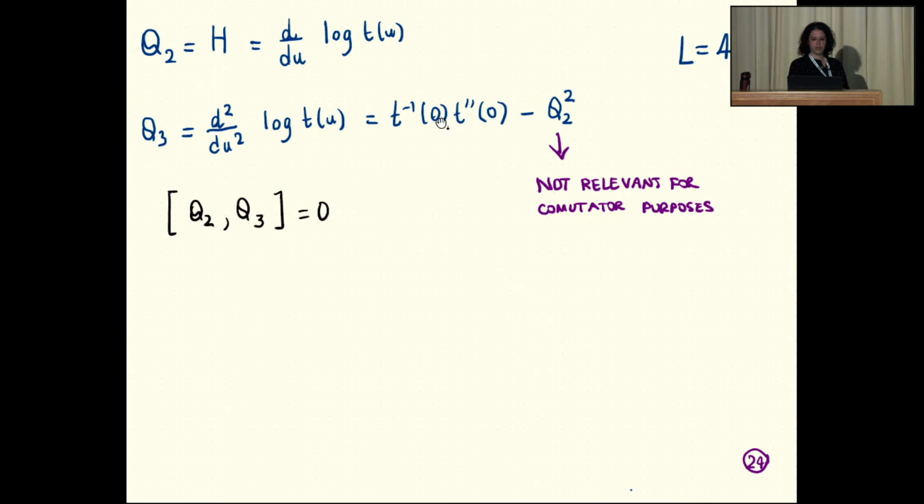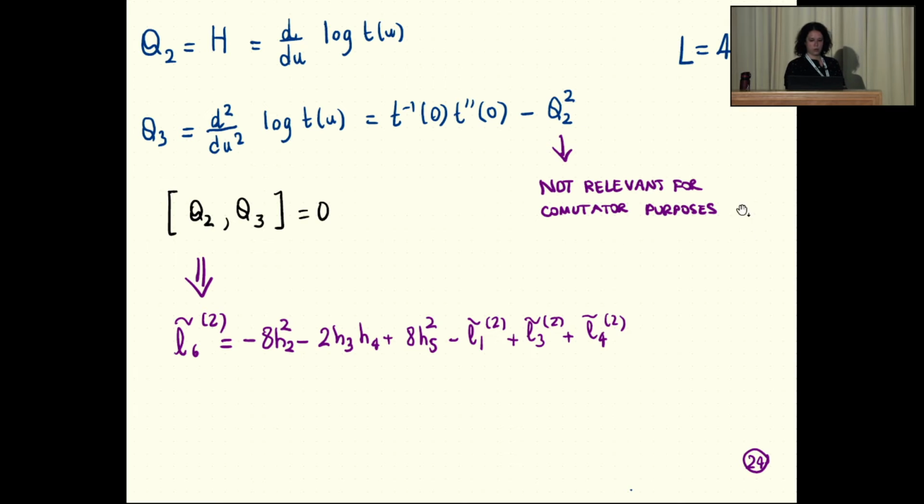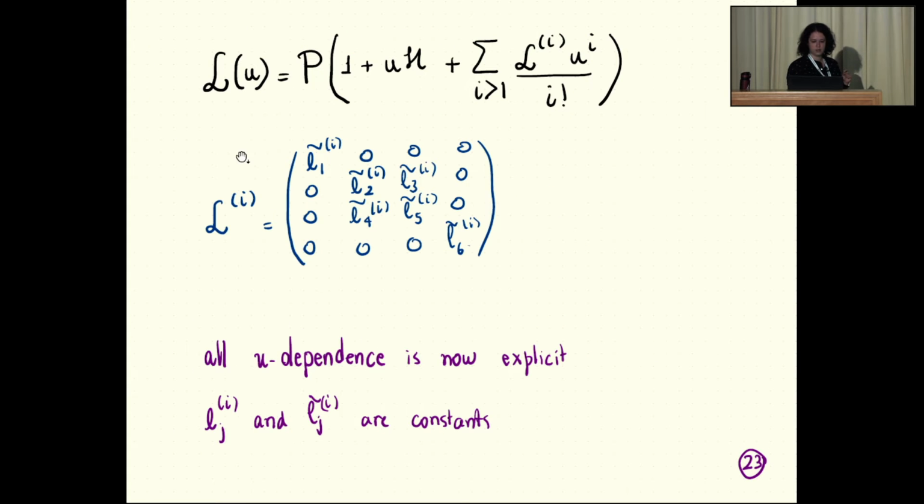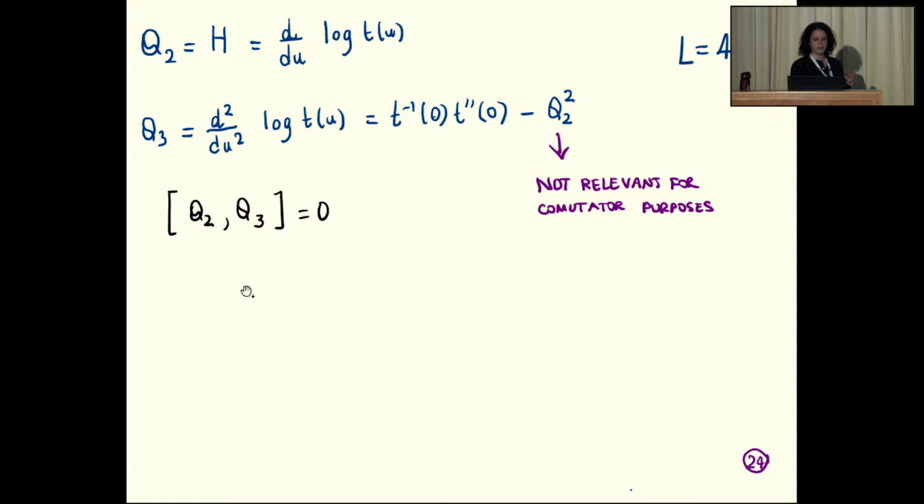We will always keep only the first term, because if we want Q2 to commute with Q3, the other terms will always commute already with Q2, so they don't contribute. It's much easier to do the method very fast for many orders if we forget these terms, because they are not relevant for the commutator. For this specific model, if you solve this, you get only one condition. From Q2 to Q3, we had 6 objects here, and only one of them is fixed by Q2 with Q3.